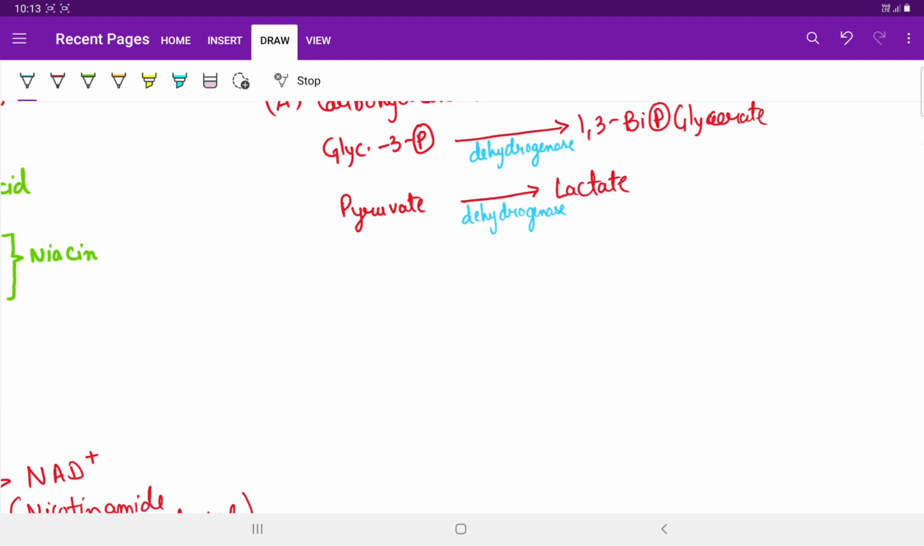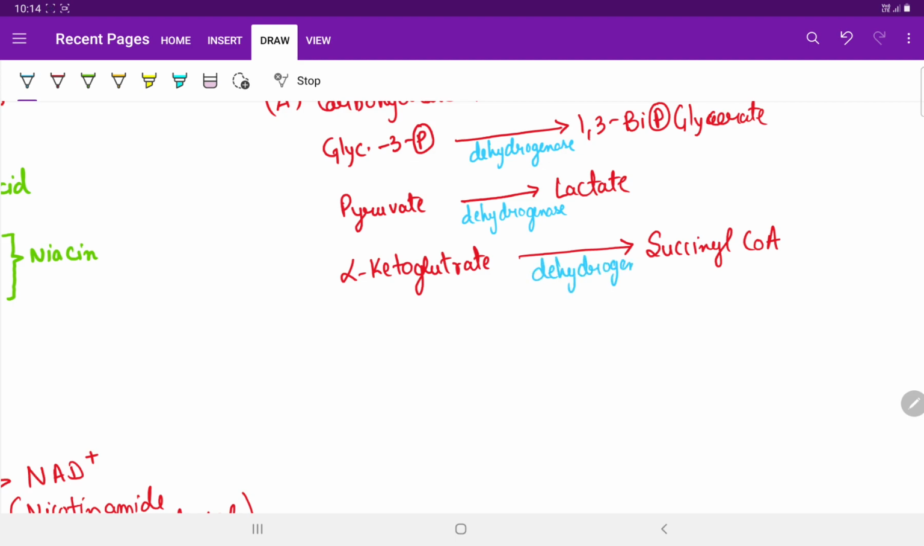Then these two reactions are from the glycolysis. Then we have a reaction from the citric acid or TCA cycle that is governed by NAD as a coenzyme, and that is alpha ketoglutarate into succinyl coenzyme A. So the alpha ketoglutarate is converted into succinyl coenzyme A in presence of alpha ketoglutarate dehydrogenase complex. So again a dehydrogenase enzyme is acting here.